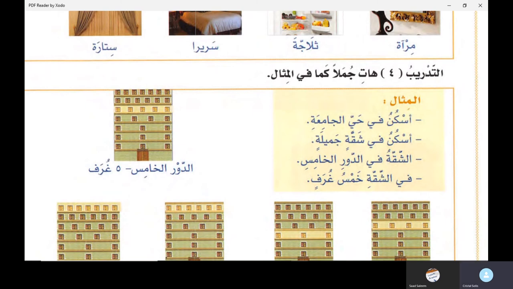So it is just askunu fi. Good. Fi hayil jamiati. I live in the neighborhood of the university. Askunu. Do I have to pronounce the tanween? Yes, all of them. Okay. Askunu fi shaqatin jamilatin. I live in a beautiful apartment. Good.